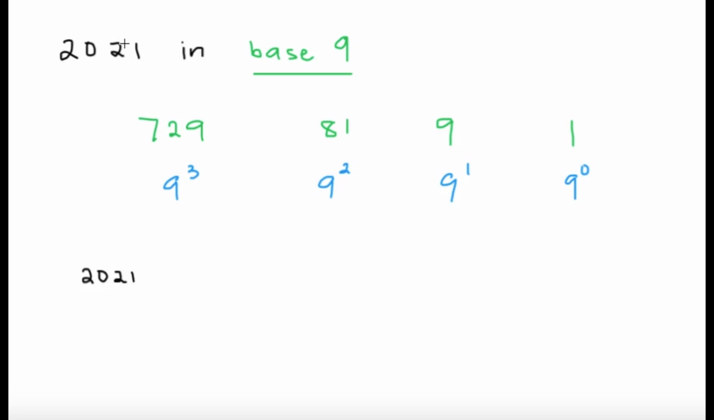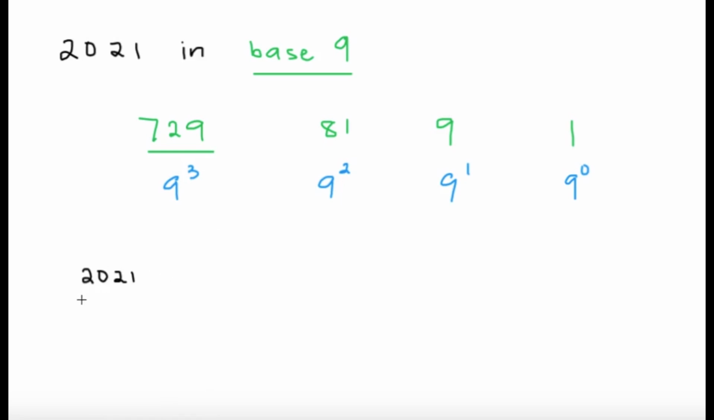So let's dive into this real quick. I just wrote 9 raised to 0, 9 raised to 1, 9 raised to 2, and 9 raised to 3, because 9 raised to 4 is 6,561 already, which is a little bit too much. So we have these 4 powers of 9. To get the base 9 representation of 2021, we see how many times we can subtract 729 from 2021. That's like taking the floor of 2021 divided by 729.